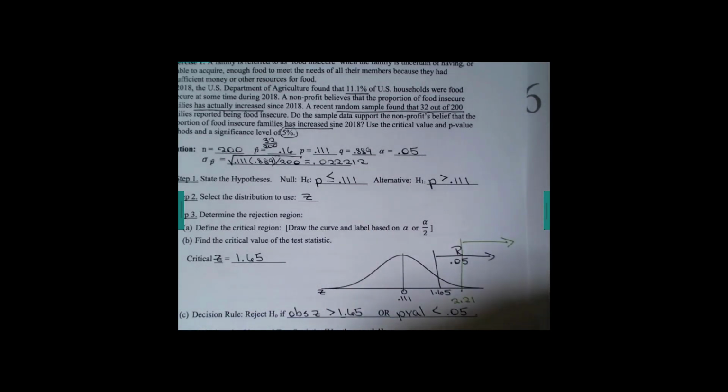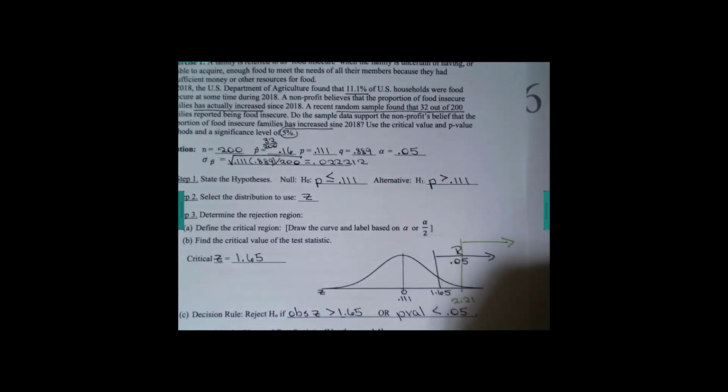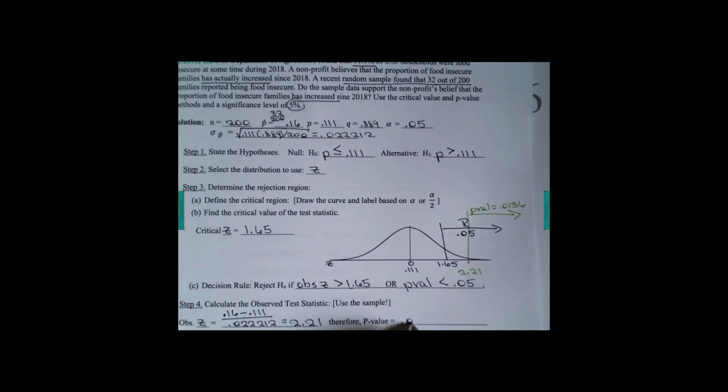2.21, and then I can figure out what that p-value is. I go back to my z-table and I look for a z, and I'm going to look on the negative side still, 2.21, and it is 0.0136. So this area, the p-value, is equal to 0.0136.